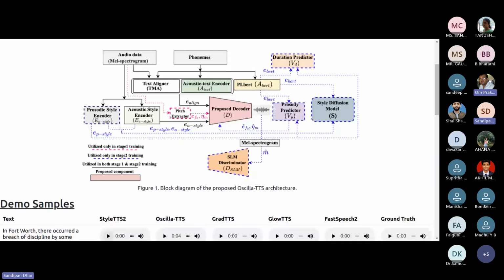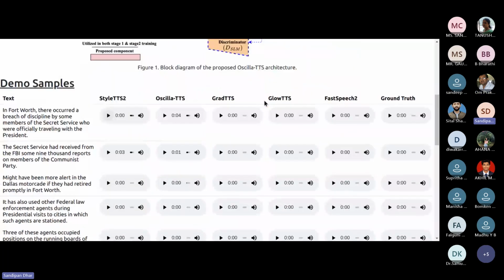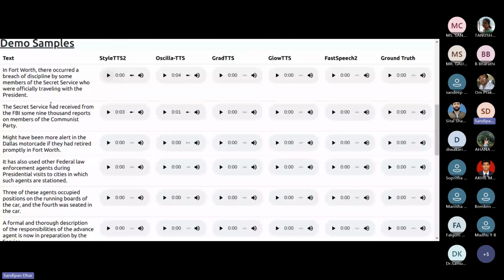the generated samples. So this is the StyleTTS 2 model. This is the textual transcript. You can hear the sound.